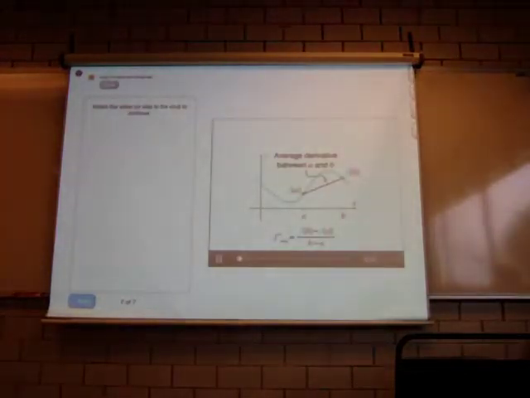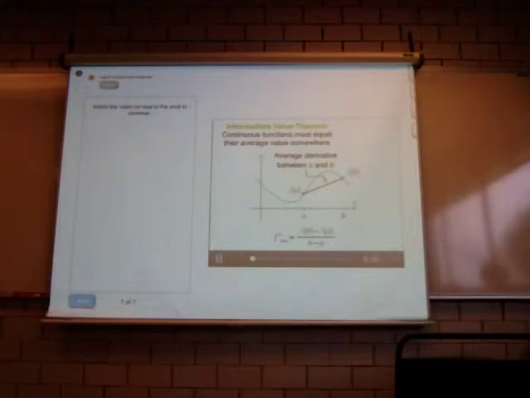Okay, so you found that continuous functions must equal their average value at some point. This fact is known as the intermediate value theorem. If you apply the intermediate value theorem to f prime, it says that at some point between a and b, f prime must be equal to the average value of f prime. And let's call that point c. For the function we've drawn here, the c would be over here.